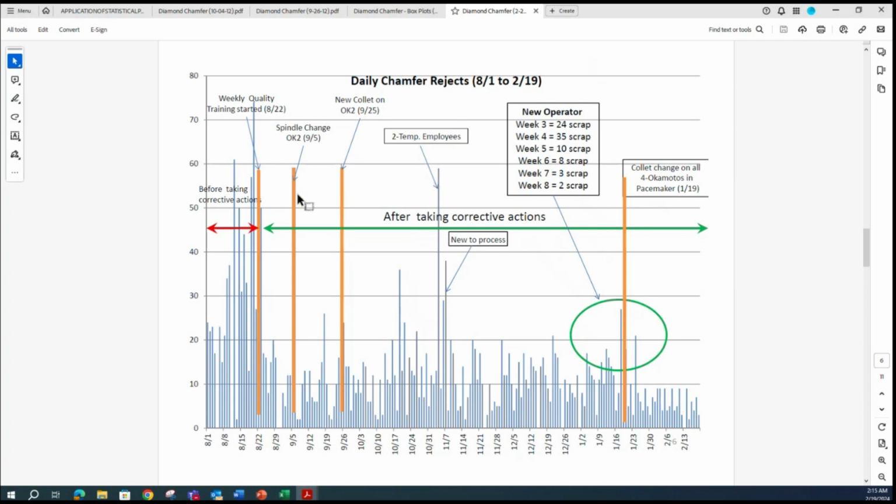As time went on, the peaks reduced, and we were getting better. And again, these are the milestones. Red is before any action was taken, and then we slowly started taking action. Each vertical bar over here shows a critical action we started, like a spindle change, a new employee, a new process, and so on. So again, a lot of visualization is provided over here.